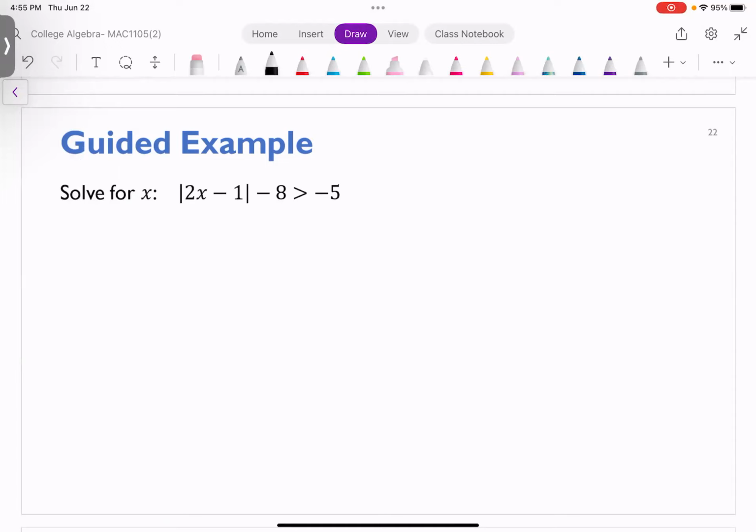My first step here is going to be to isolate the absolute value expression. So I'm going to add 8 to both sides of this inequality. When I do this, I get that the absolute value of 2x minus 1 is greater than +3. You don't want to jump to conclusions and say there's no solution because of this -5 here, because we haven't isolated the absolute value yet, so we can't determine that it's actually going to be a negative number. And in fact, it's not. It's +3.